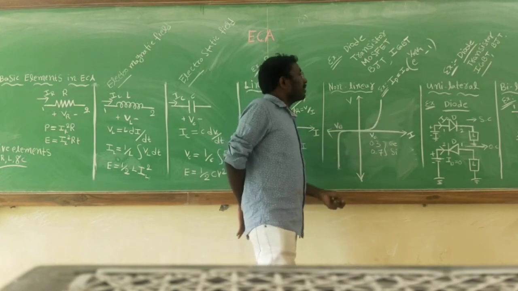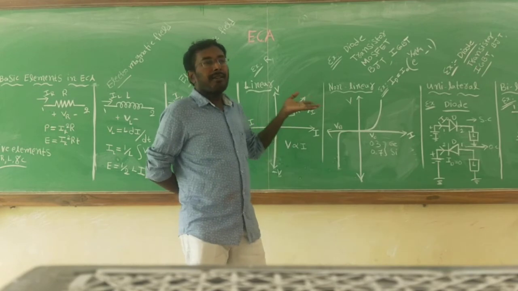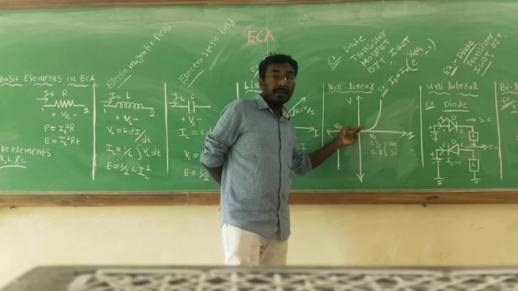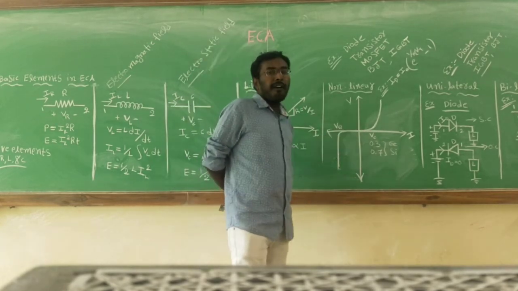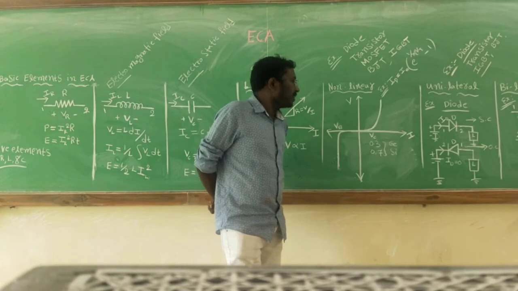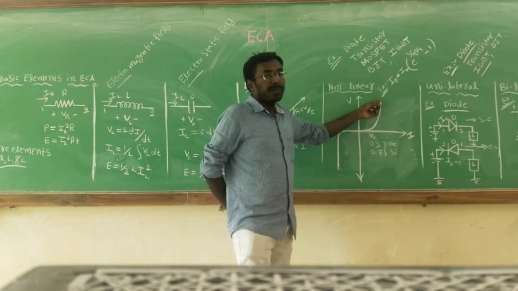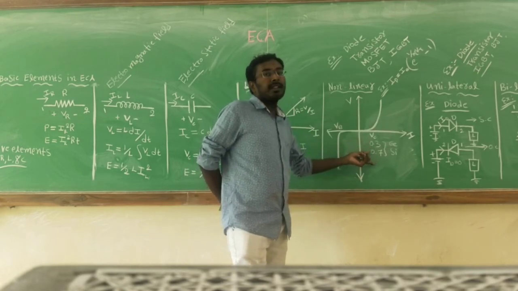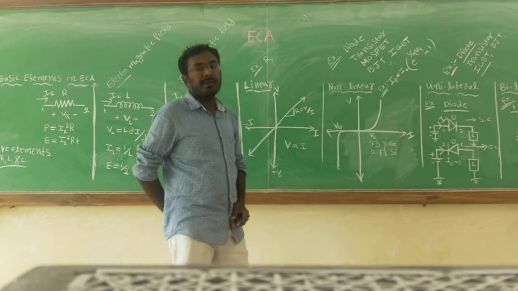For example, for a non-linear device, you can take a diode. These are the diode characteristics, non-linear characteristics. If you take a diode during the forward bias, we get a curve like that. Up to 0.3 or 0.7 volts, which is the cut-in voltage, after that we get output during the forward bias.